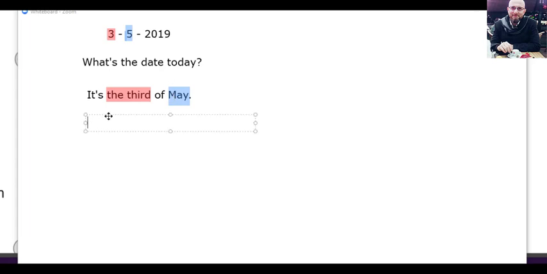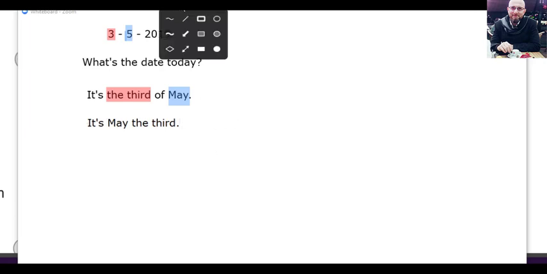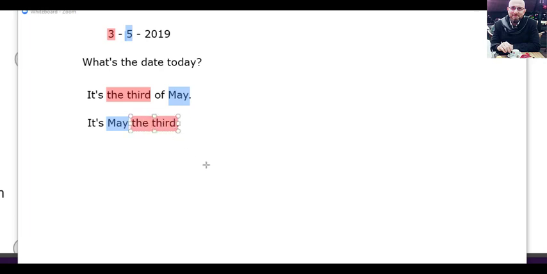Another way, we can say it's, and start with the month, it's May the 3rd. So here, we started with the month. After that, the day. And both of them are correct. Whichever one you like, you always use. It's the 3rd of, you write after that the month. It's the 3rd of May, or it's May the 3rd. Of course, when you write the date, you have to write TH here, RD, because 3rd.